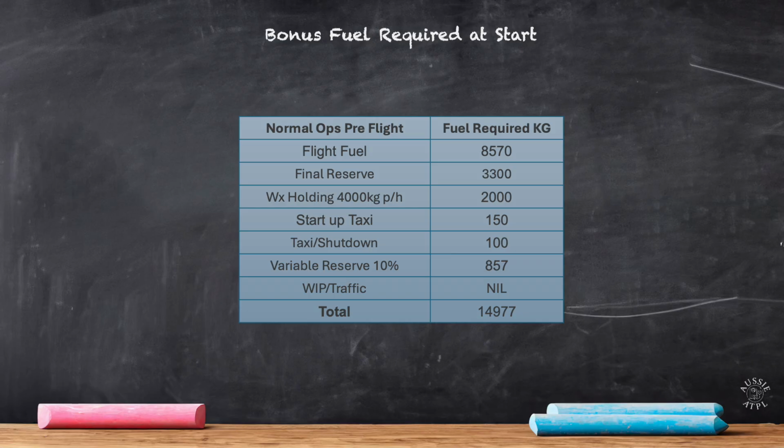Weather holding 4,000 kilos per hour. We've got an inter, so we'll take 2,000 kilos of holding fuel for the inter. We've got our startup, taxi and shutdown fuel, as well as our 10% variable reserve. Now we don't need any work in progress or traffic fuel, as that wasn't mentioned in the question, and that'll give us a total fuel figure of 14,977 kilos required at startup to complete our flight.